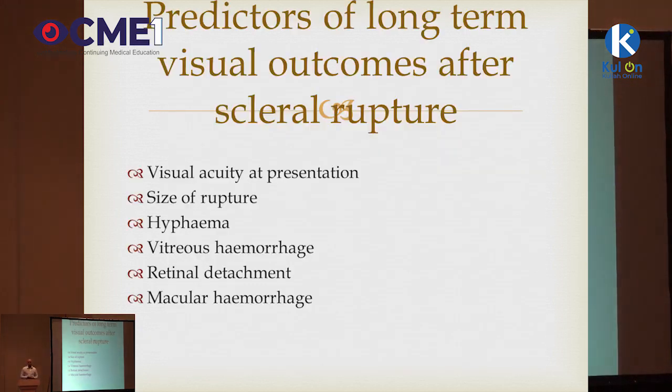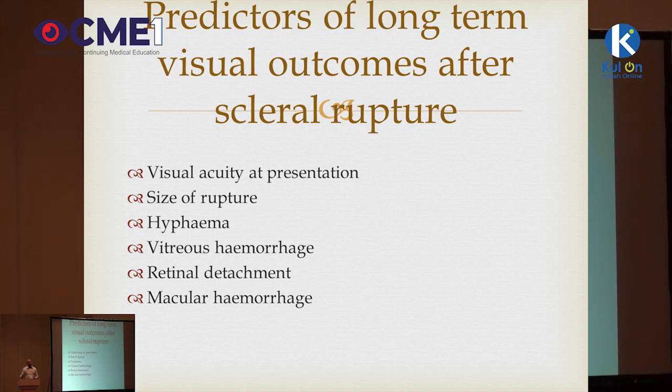So, what are the predictors of long-term visual outcomes if you see someone with scleral rupture? As I told you earlier on in the talk, the most important predictors are actually what you identify at the baseline examination. So if they have a visual acuity of light perception, they will probably have worse vision in the long term than someone that presents with a visual acuity of 6/24. So that's why it's very important to document that visual acuity when they present.